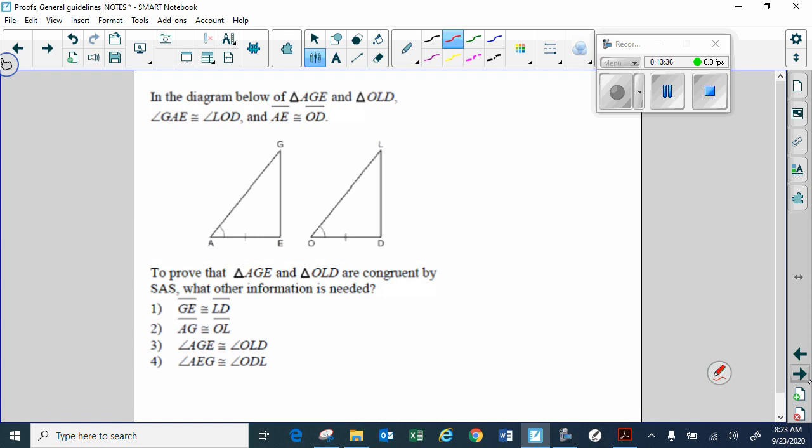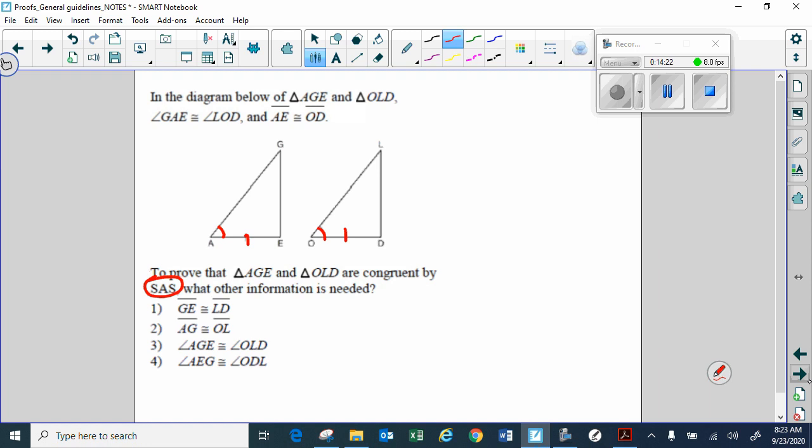Okay, let's quickly look at a potential DCAS type question. I just found this set of a bunch of problems. In the diagram below, triangles AGE and OLD, angle GAE is congruent to angle LOD right there. And segment AE is congruent to OD right there. To prove that those two triangles are congruent by SAS, remember we did this on the worksheet already, down at the bottom of that page. We need it to be SAS. What other information is needed?